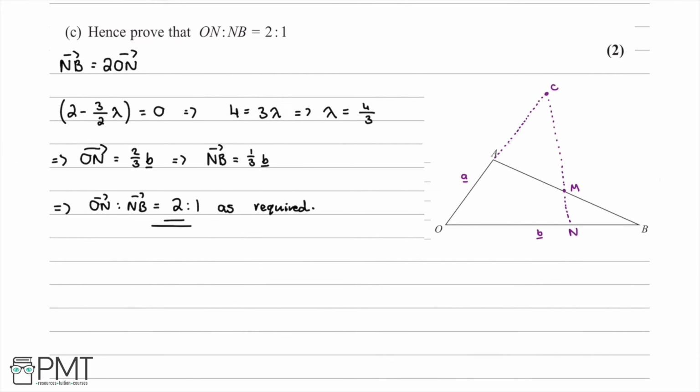This part of the question was worth 2 marks, and we received our first mark for working out that lambda was equal to 4 over 3, and we then received our second mark for concluding with the correct answer.